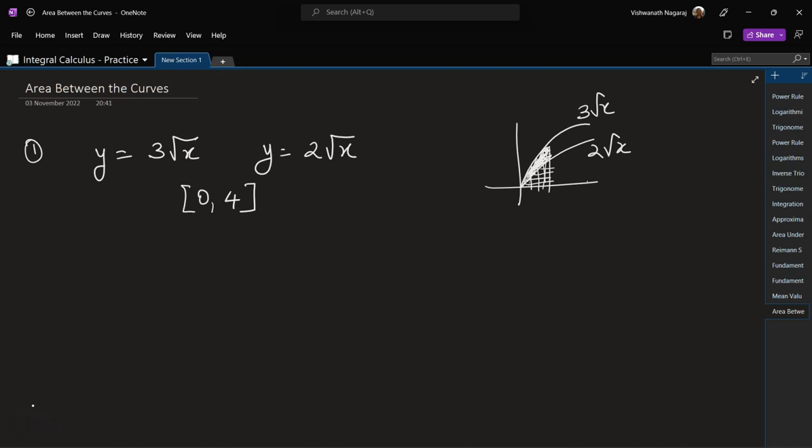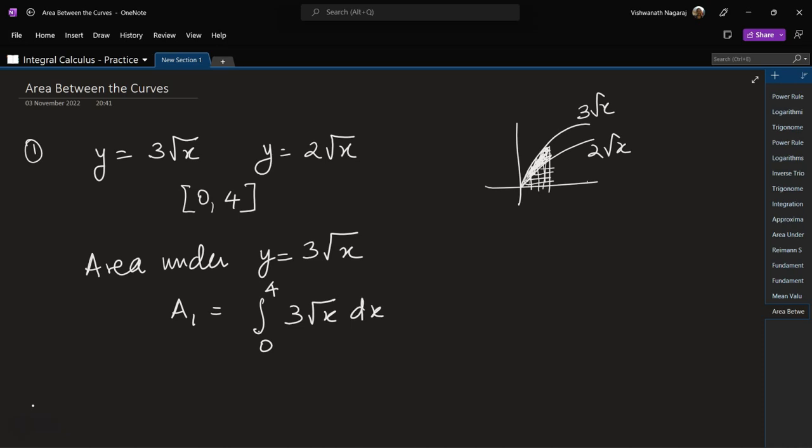Okay, so let's begin. So area under y is equal to 3 square root of x. We know how to do that. So this would be a1 is equal to integral from 0 to 4 of 3 square root of x dx. This we can write as 3 integral 0 to 4 of square root of x dx.